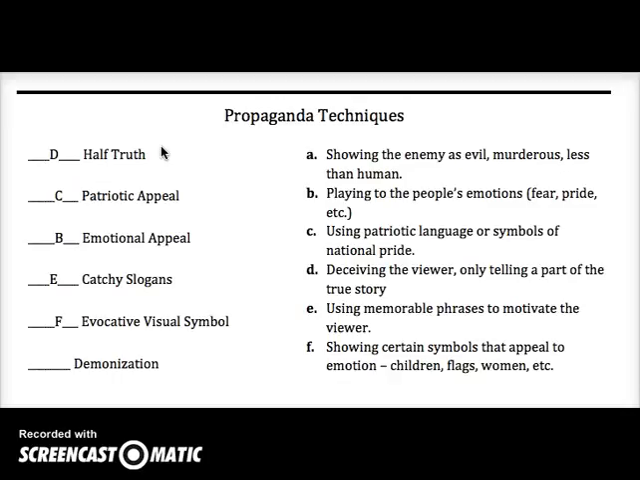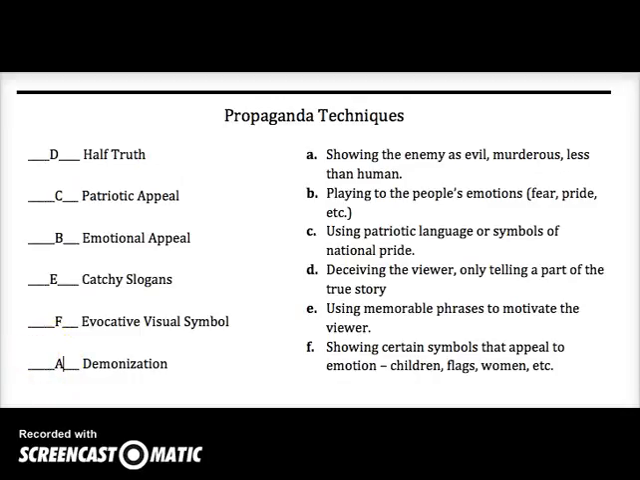Children, flags, women, etc. Now keep in mind, as we list those, a lot of those evocative visual symbols are geared towards a specific audience. At this time, it's geared towards young men who are going to be going out and fighting. So we'll take a look more at that later. Finally, demonization. In that case, that's letter A, showing the enemy as evil, murderous, less than human.